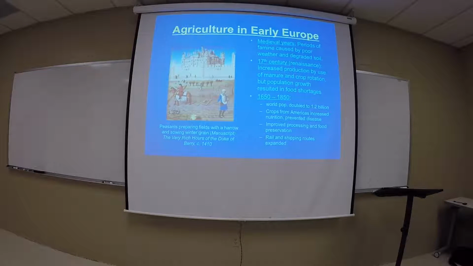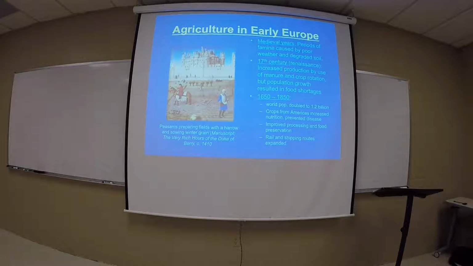And then in early Europe, up to and through the medieval years, it was kind of a bad situation. There, farming was fairly primitive. There were periods of famine caused by poor weather and degraded soil. But then moving into the 17th century, the Renaissance period of art and culture, there really was sort of a renaissance in agriculture as well when people started using manure for fertility and other good farming practices like crop rotation. So we started to see more efficient agriculture.